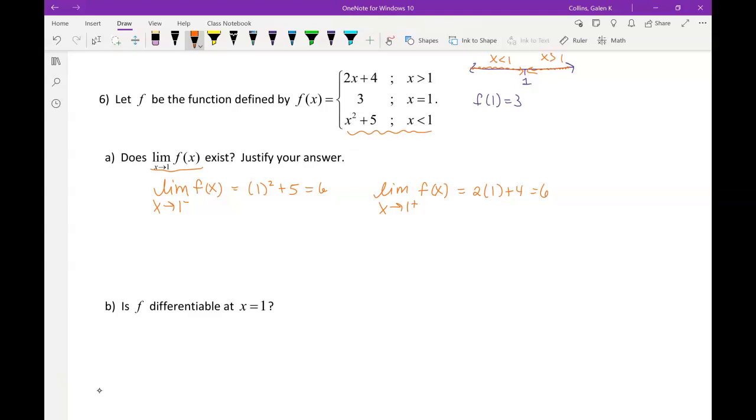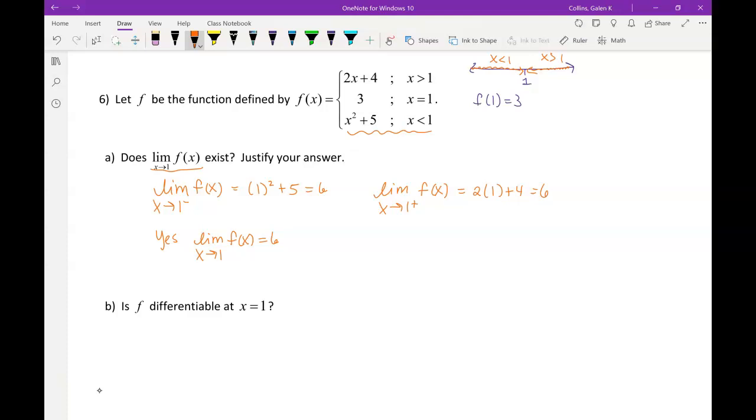So I need this information. I haven't answered the question yet, and I haven't justified my answer. So we could say yes. You could say the limit of f of x as x approaches 1 exists, or you could say the limit of f as x approaches 1 equals 6. And by assigning that a value, it is implied that the limit exists. If it doesn't, we couldn't evaluate it. We couldn't assign it a value.